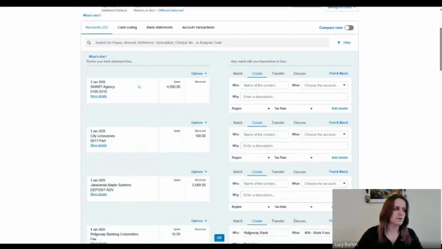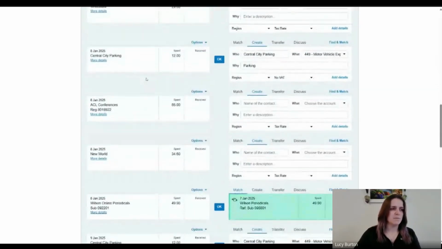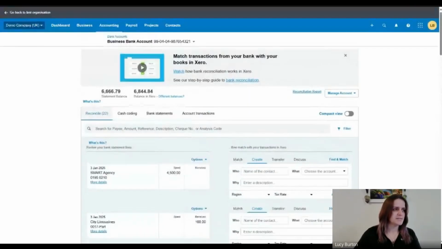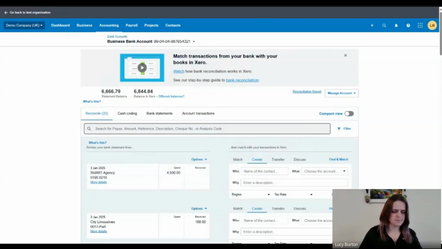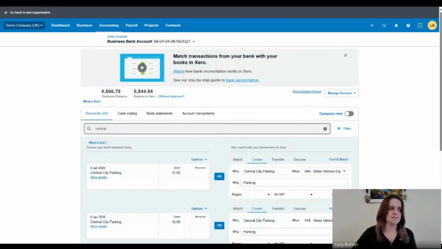Instead of going through my bank account and finding them one by one, because you might find that you've got a couple of pages, what we can do is scroll up to the very top and use this search function on Xero. And we can just start typing the name of the transaction.